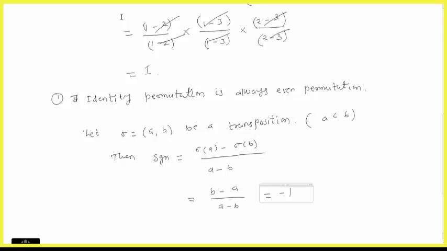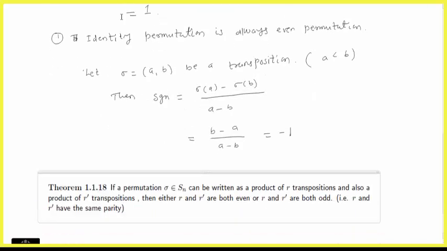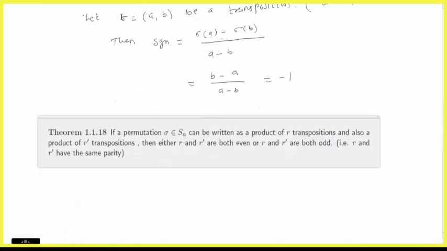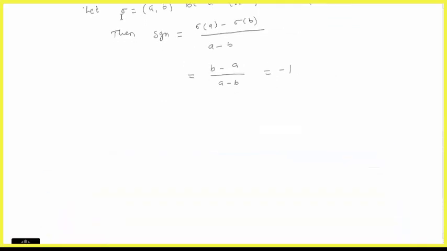Therefore, a transposition is always an odd permutation. Second remark: a transposition is always an odd permutation.